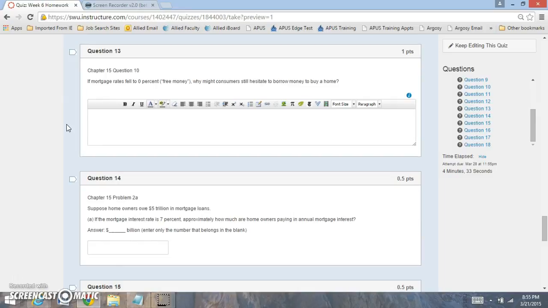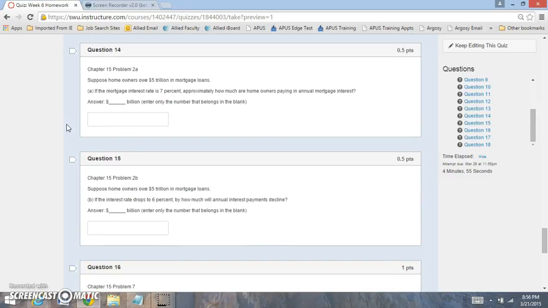Question 13. If mortgage rates fell to 0%, why might consumers still hesitate to borrow money to buy a home? One of the reasons is that home prices might actually decrease. So why borrow money to buy a house if home prices will decrease?